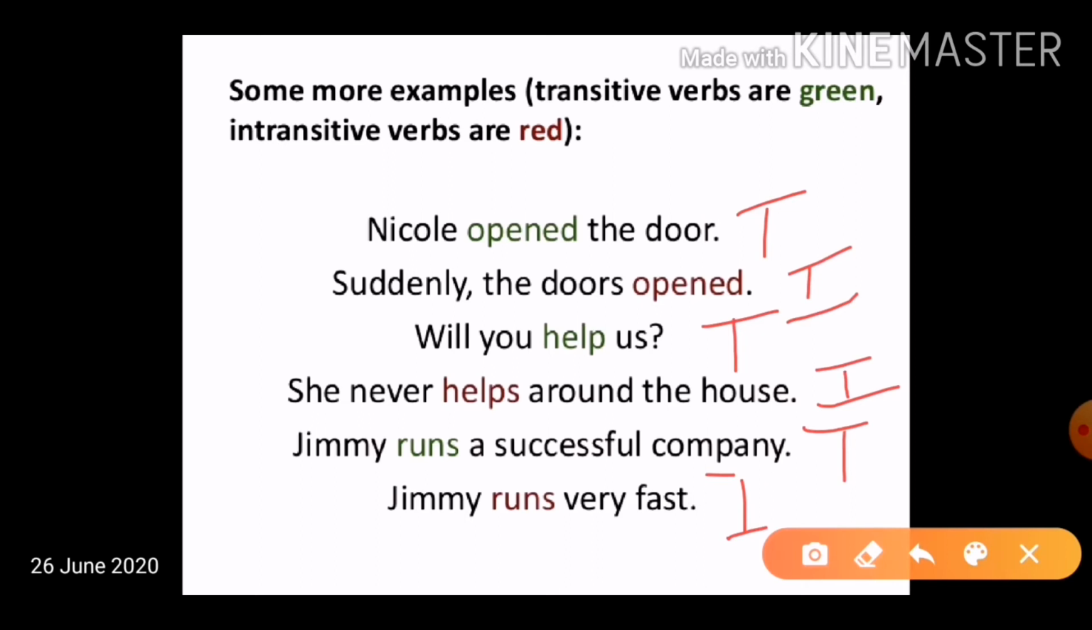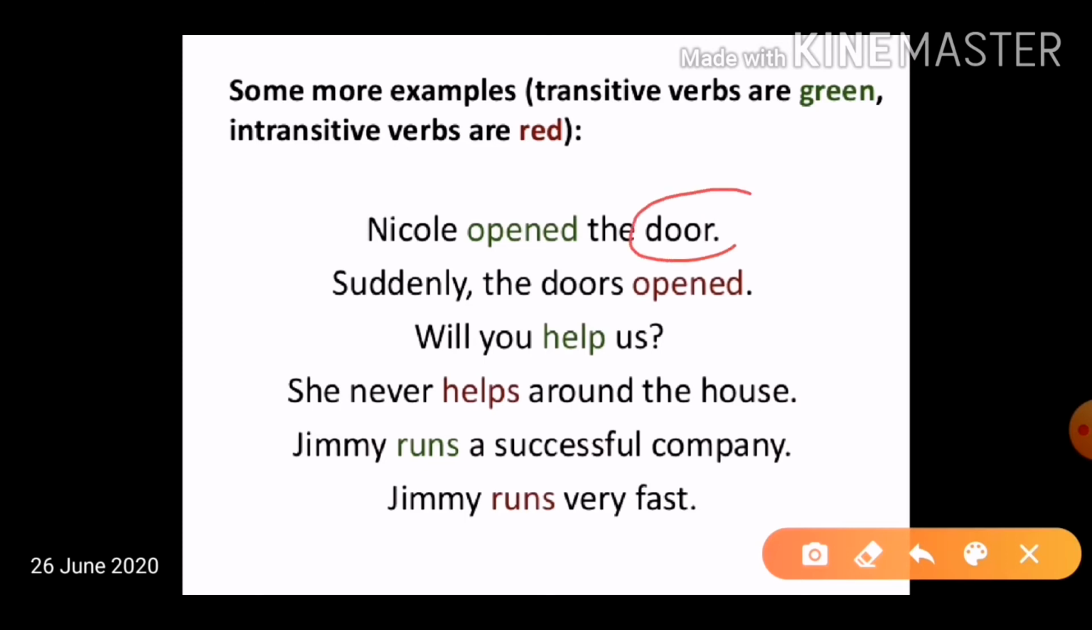So you have seen that yourself. Okay, I will explain it further. Nicole opened the door. So door is the object here, and opened is the verb here. Nicole is the subject here, and Nicole opened what? She opened the door. So this is a transitive verb because it has the object here. Suddenly the door opened. So it doesn't have a direct object or any object here, so this is an intransitive verb. Will you help us? So help is the verb, us is the object. So it is a transitive verb.